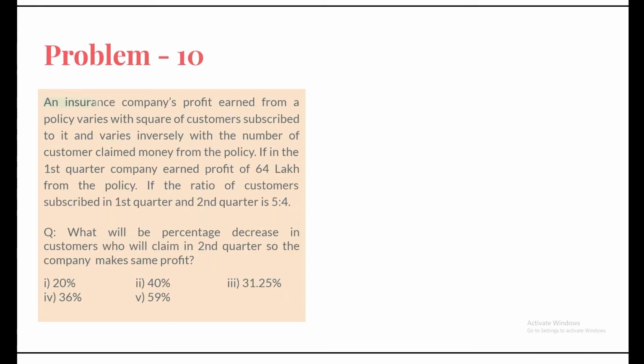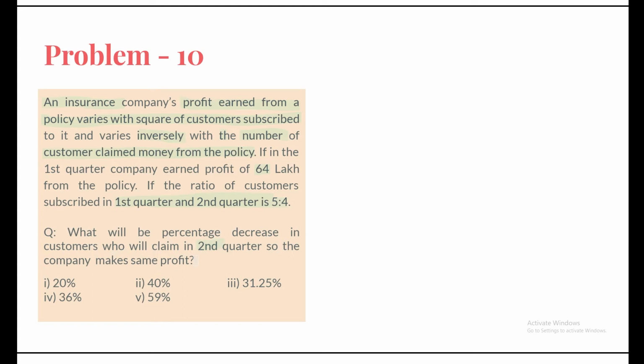Problem number 10. An insurance company's profit earned from a policy varies with the square of customers subscribed to it and varies inversely with the number of customers claimed money from the policy. If in first quarter company earned a profit of 64 lakh from the policy, if the ratio of customers subscribed in first quarter and the second quarter is 5:4, what will be the percentage decrease in customers who will claim in second quarter so the company makes same profit?